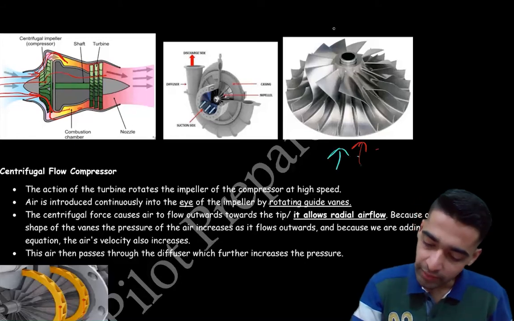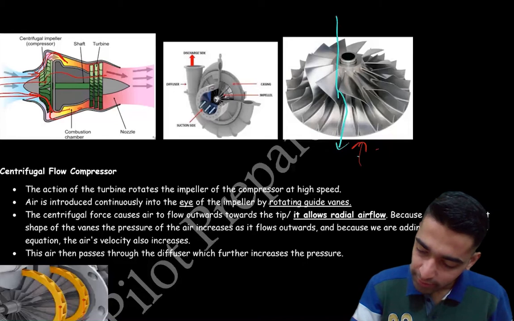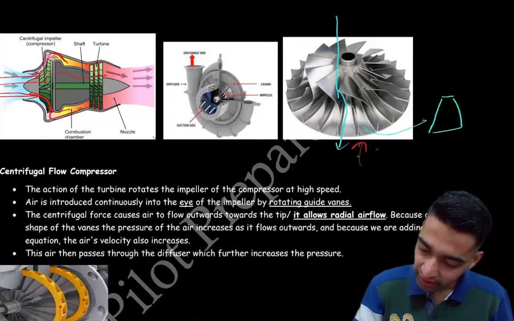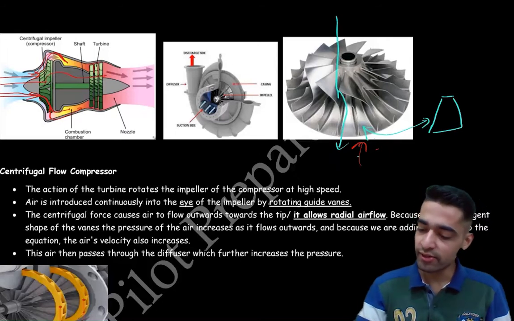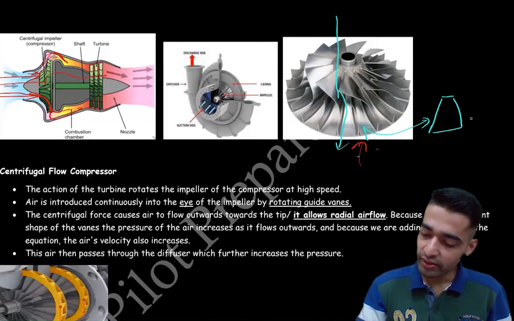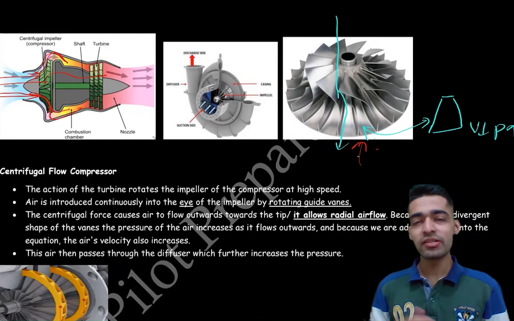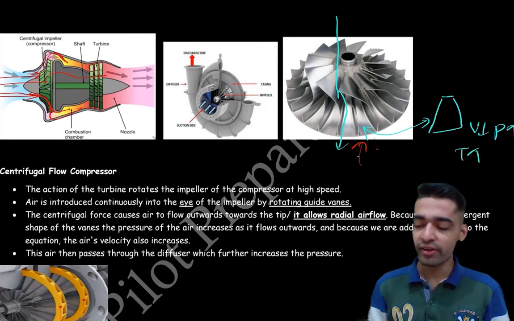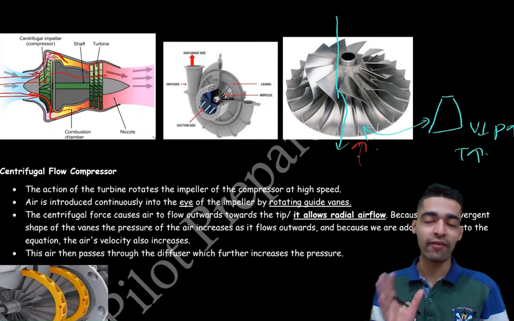So if the air is coming like this, it is passing through this part, and this part is nothing but divergent in nature. If you see, all the blades are nothing but divergent in nature. If they are divergent in nature, we know velocity is decreasing. Velocity is decreasing in this part and pressure is increasing. And one more thing is the temperature is also increasing, because we know the pressure and temperature increase together in the case of a divergent nozzle.